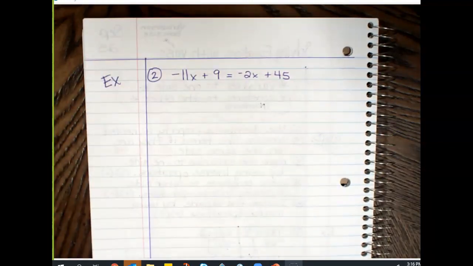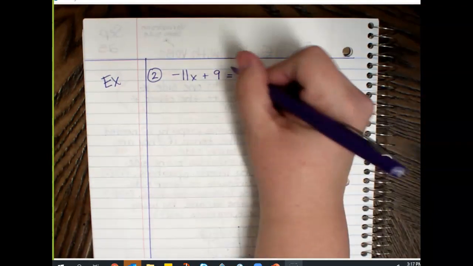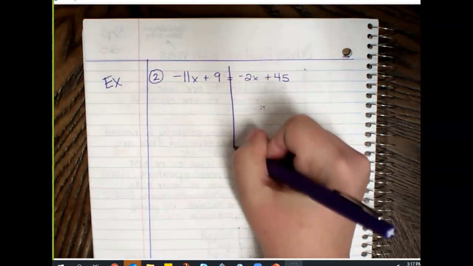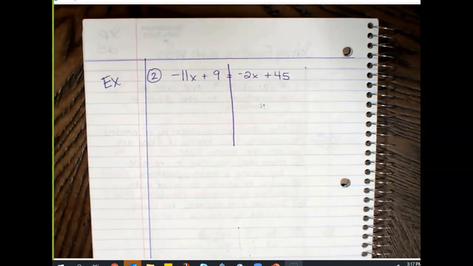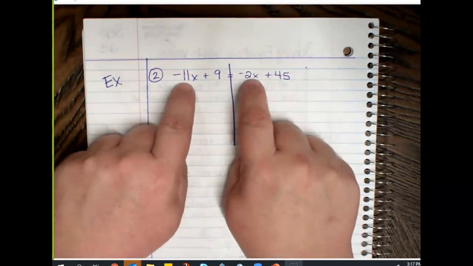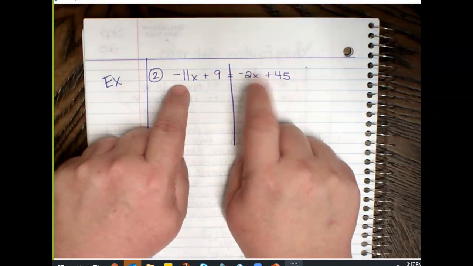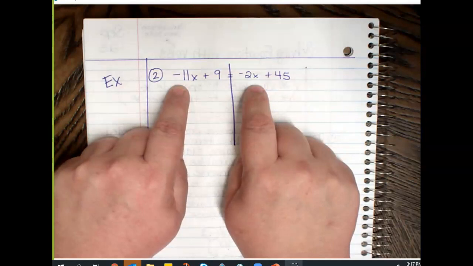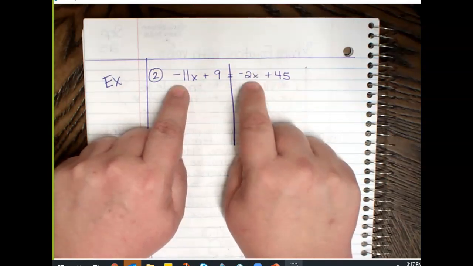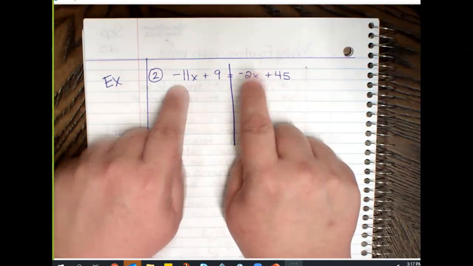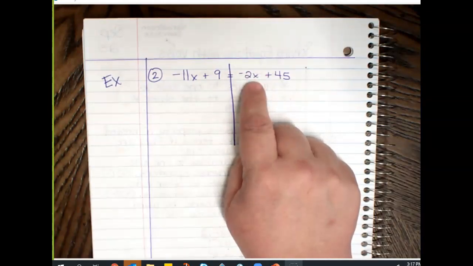Now we're at step 3, variables to one side. Well, I've got to split it up so I know I've got 2 different sides. Now, when I look at my variables, this is tricky. Which side has more value, negative 11 or negative 2? Good job. Because negatives are like backwards, like opposite. The bigger the negative, the smaller the value. So negative 2 has a greater value, so we're going to bring all our x's over here.